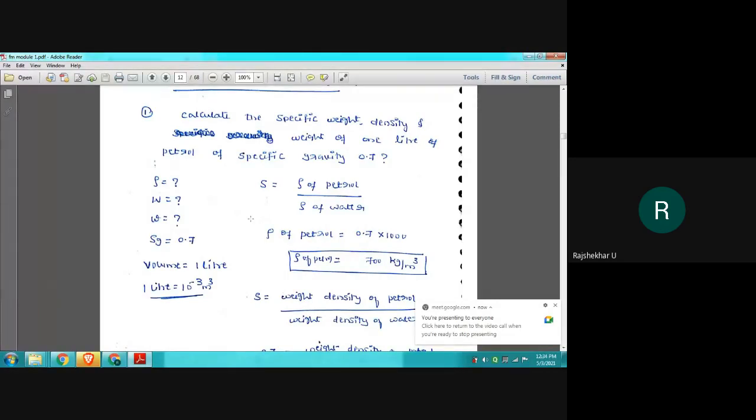Can somebody confirm the screen is visible? Yes, sir, it's visible. Okay, one can confirm, that is sufficient. So you can see the problem.